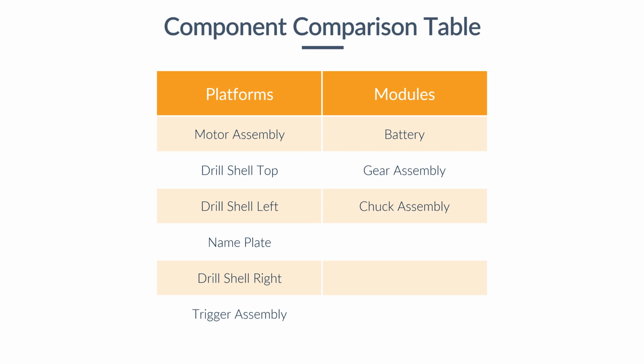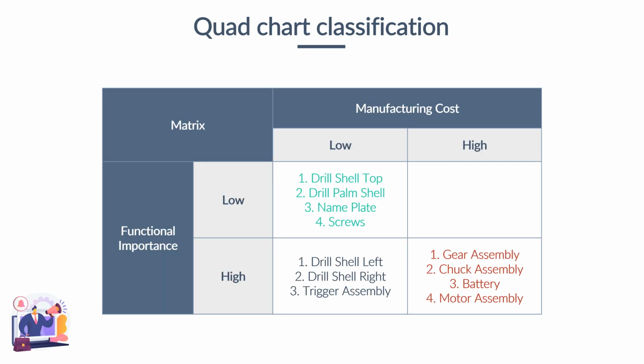In a component comparison table, we determined which items were platforms and modules in order for a new product offering. We then categorized the components in a power drill to identify opportunities for reducing cost in the high cost, high functional importance box in the diagram attached. The gear assembly, chuck assembly, battery, and motor assembly will fall into this area.